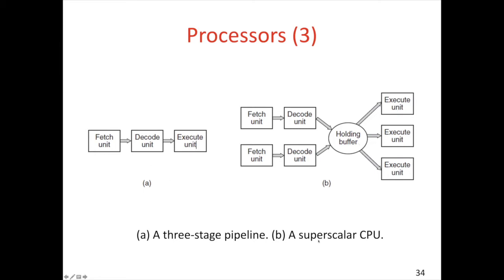However, if a superscalar CPU architecture is considered, there may be more than one fetch unit connected with decode units. And then there is a holding buffer in which decoded instructions are stored, and there may be more than one execute unit which are executing different instructions decoded here in parallel.